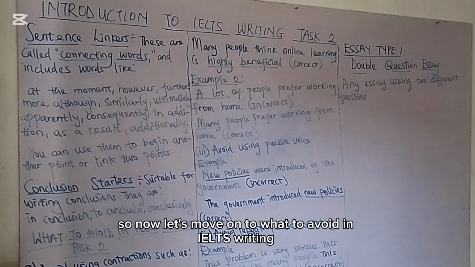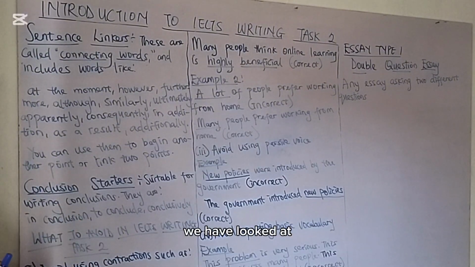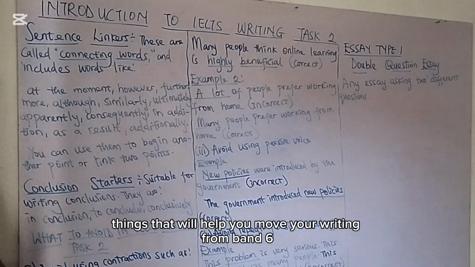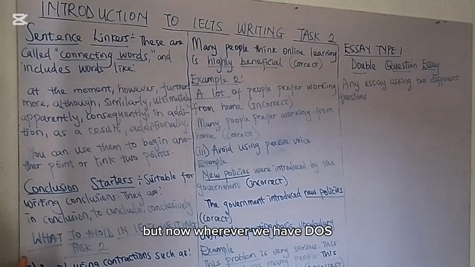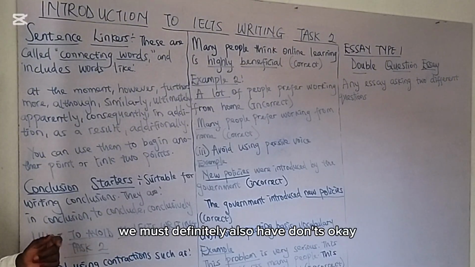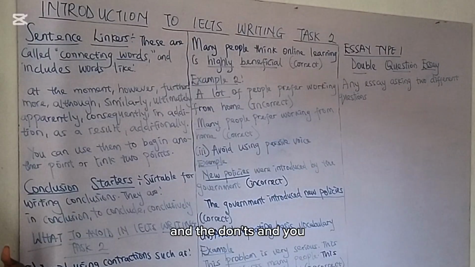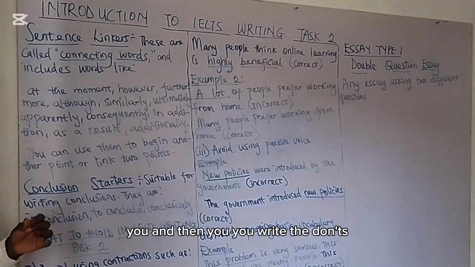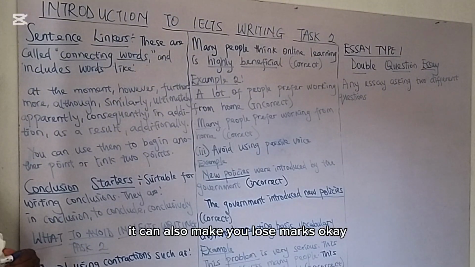Okay, so now let's move on to what to avoid in IELTS writing task 2. We have looked at all the do's. We have looked at things that will help you move your writing from band 6 or 6.5 to a band 8, 8.5. But wherever we have do's, we must definitely also have don'ts, because if you only learn the do's and don't learn the don'ts, and you apply the don'ts in your writing, it can also make you lose marks.